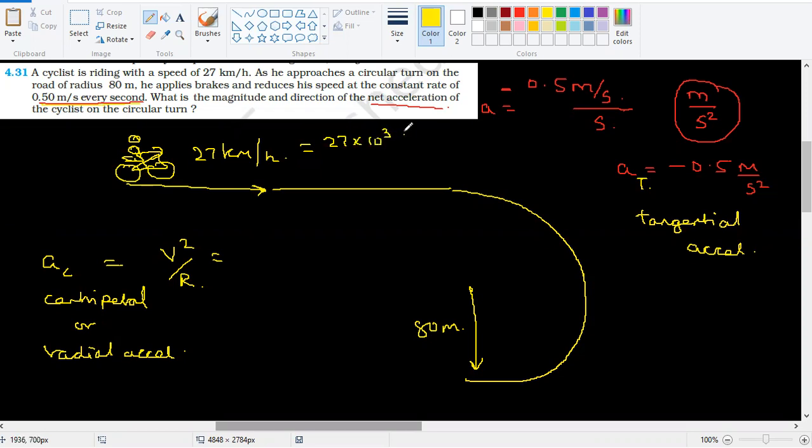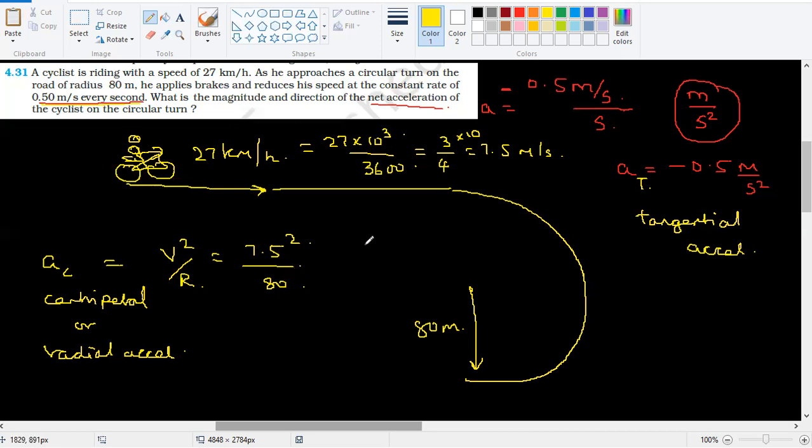27 into 10 power 3 divided by 3600. These two zeros and these two zeros will cancel, so there will be a 10. This and this, if I cancel by 9, I'll be getting 3 by 7.5. So 7.5 meter per second. So this will be 7.5 the whole square divided by radius 80 meters. This you can leave as such if you want, because you don't have to waste your time calculating this.